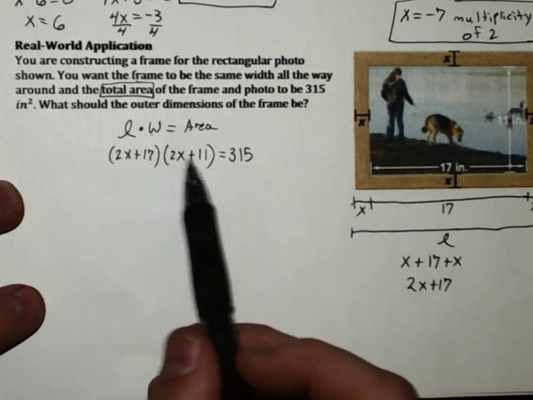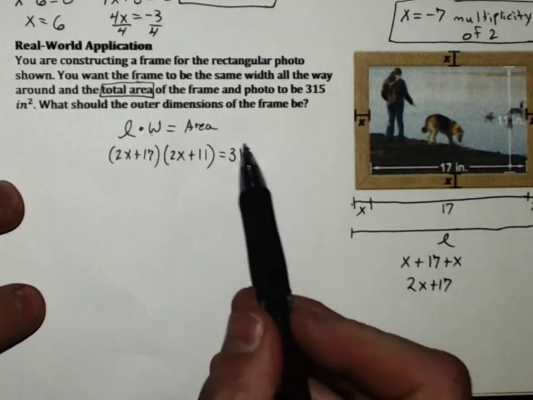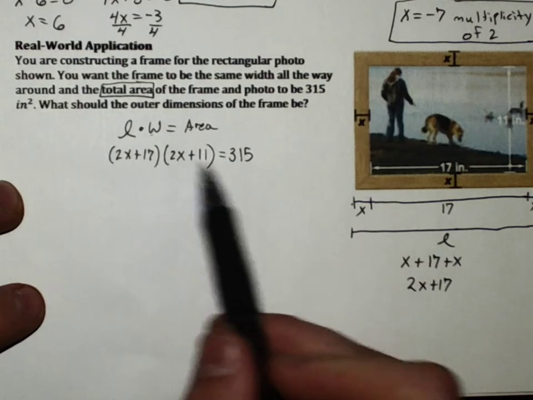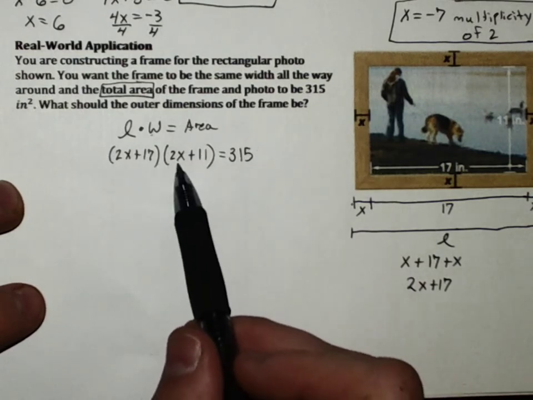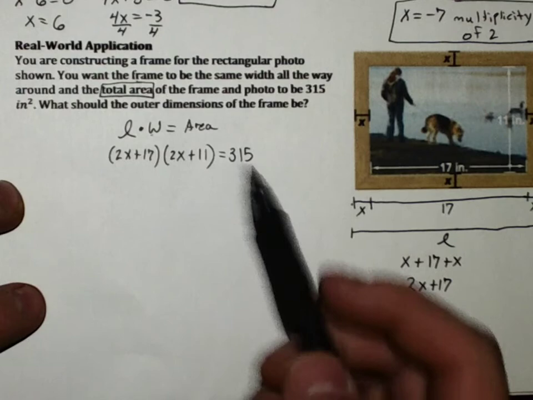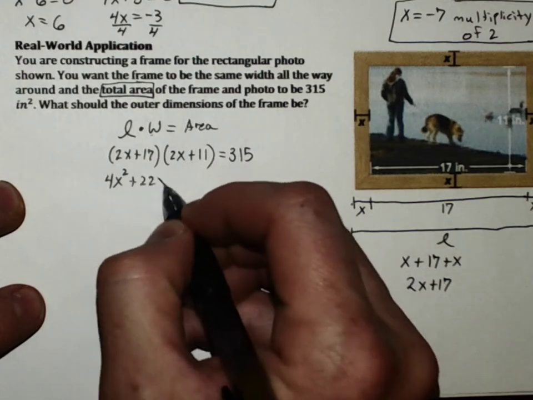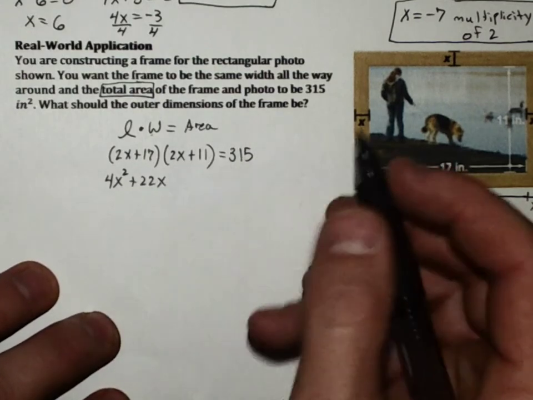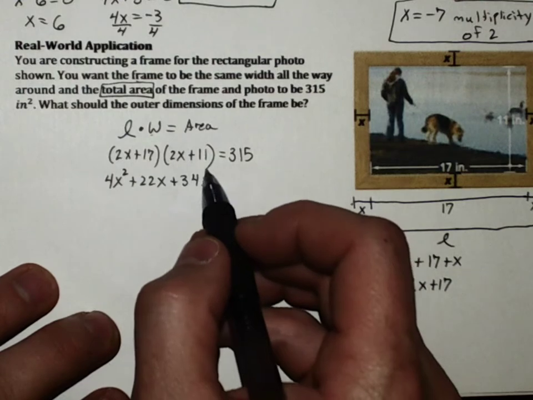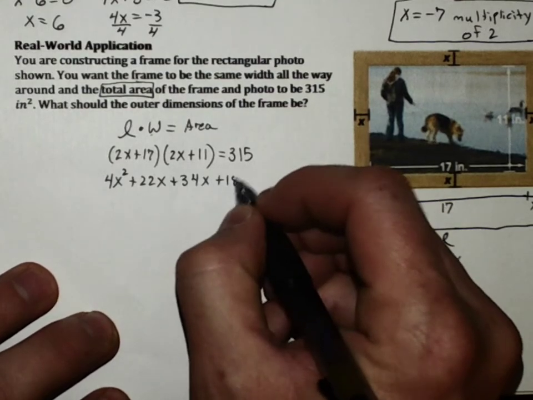Now, some of you might think this is factored. Well, it's not quite factored yet. We have to have it set equal to 0, not 315. So I need to double distribute this side, subtract the 315 over, and then factor it. Because you have to have this factored, but this must equal 0. So 2x times 2x is 4x squared. 2x times 11 is 22x. 17 times 2x is 34x. And 17 times positive 11 is positive 187.